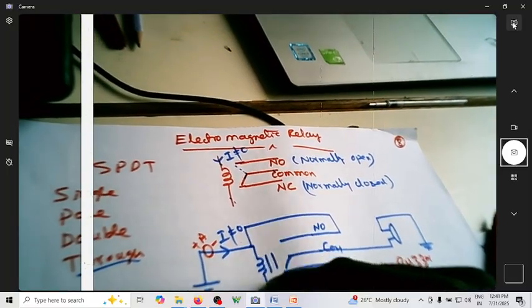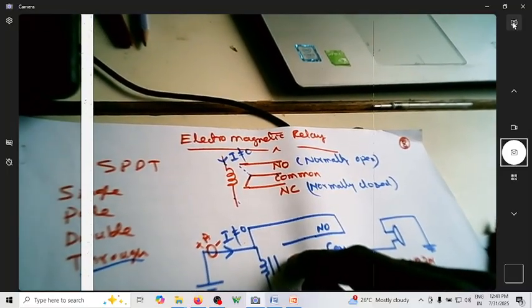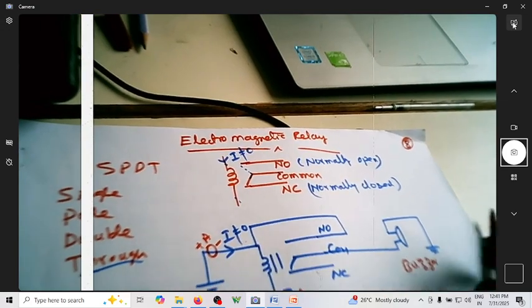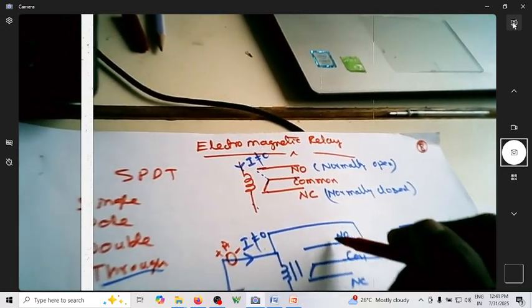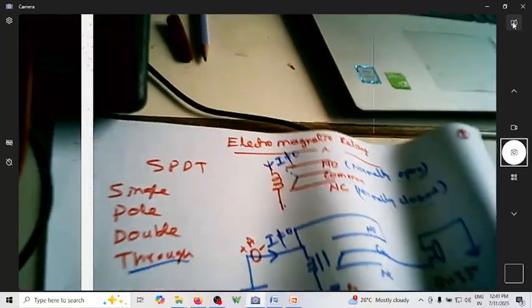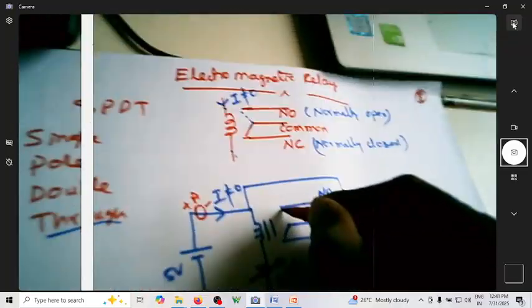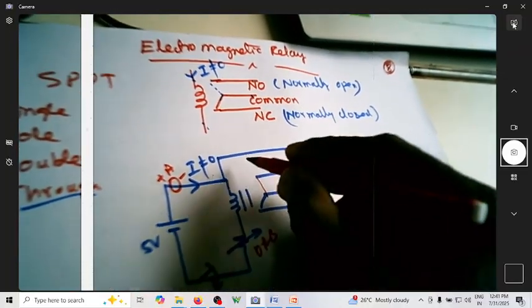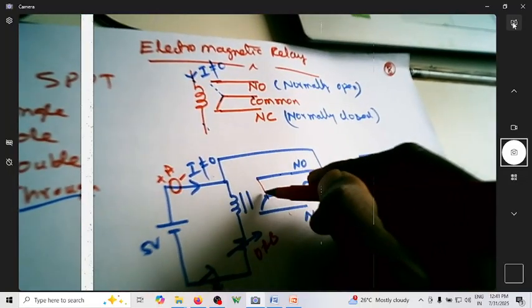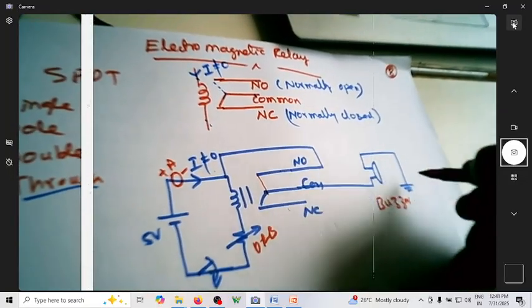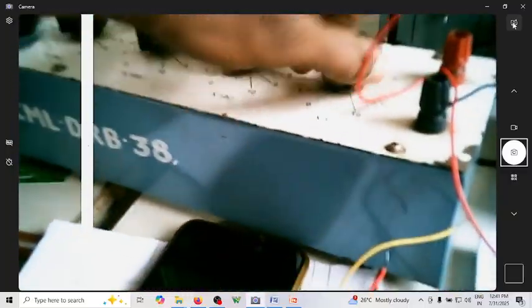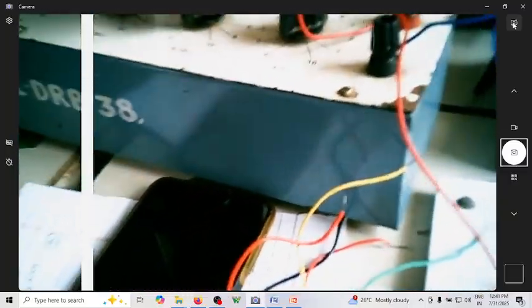When current flows through the coil, the common will be connected to NO, so current flows through the buzzer. Whenever sufficient current flows, this will be connected here, then current flows from here down to the ground. Let me show you that. I have not introduced any resistance here. Let me make the resistance 0, so all the DRB values are 0.